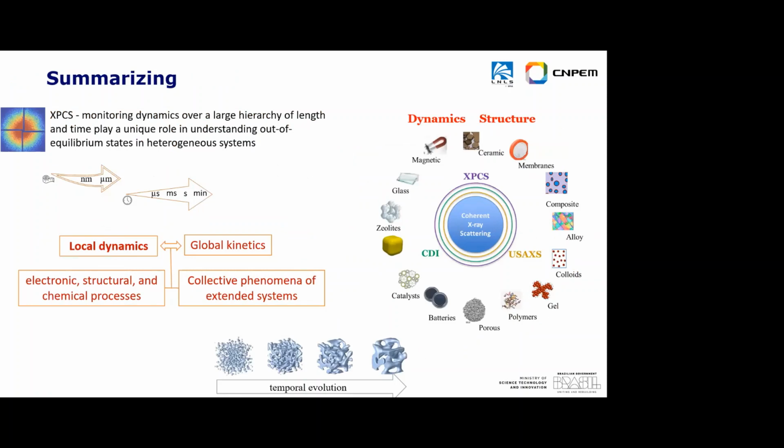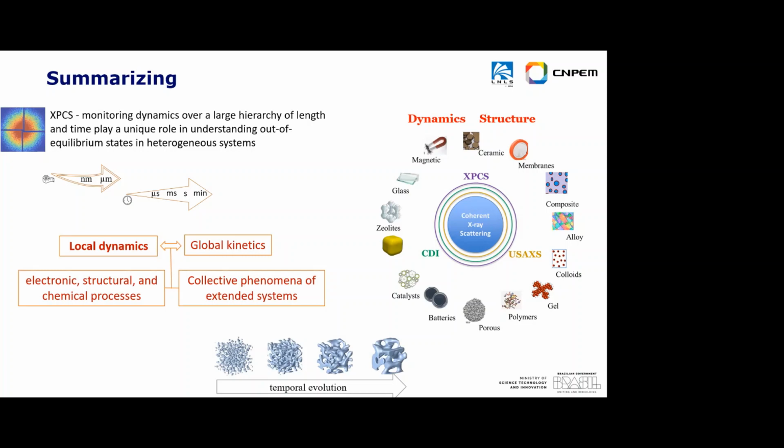So summarizing this first part, using XPCS, we can study dynamics over a large length and time scale. And it can help us to understand systems that are out of equilibrium and also heterogeneous systems. So I showed more of these examples of the gels, where we can have information about the stress, the strength of this network, how soft it is or how it's becoming harder.